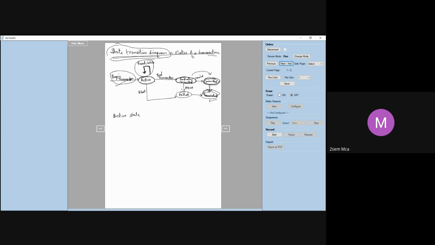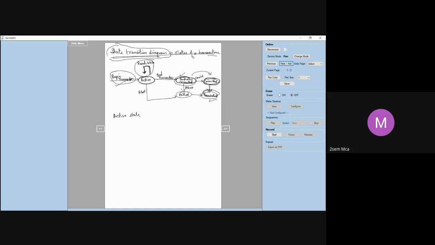Once it is done, it will move into the partially committed state. When it is in the partially committed state, the recovery module should ensure that all the operations have been executed successfully. If it has successfully executed all the operations, then it will move to the committed state.